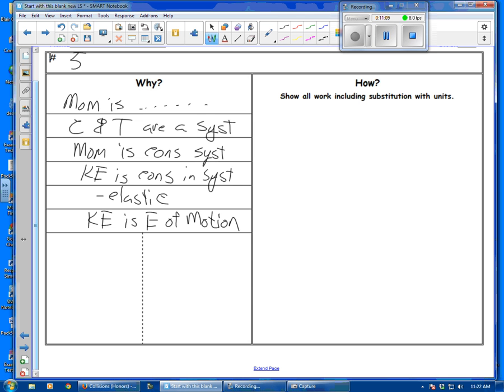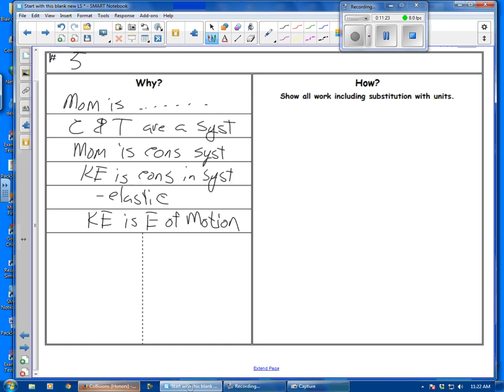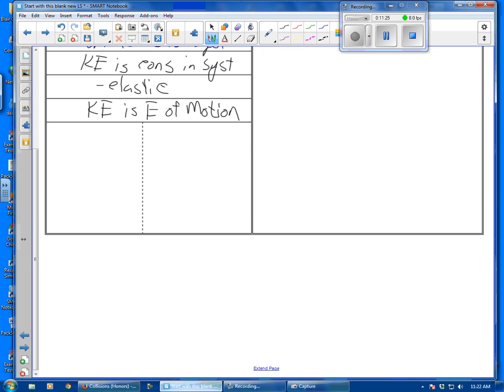Do we need a diagram? Yeah, because we've got a system with a before and after. So let's see. We have our truck and our car. Momentum of the car before is 0. Momentum of the truck before would be in that direction.